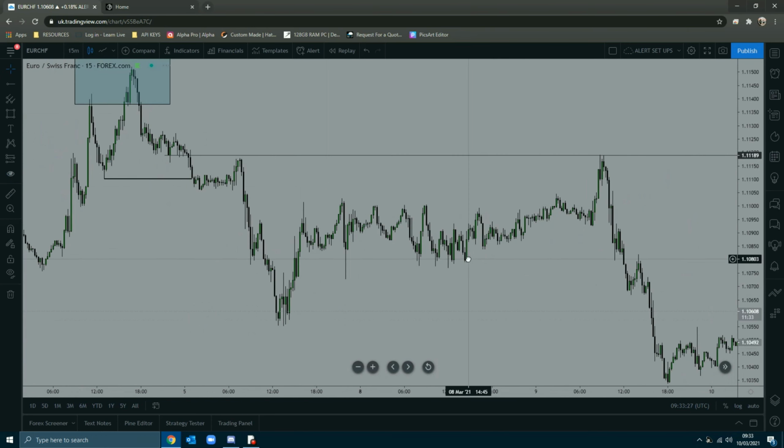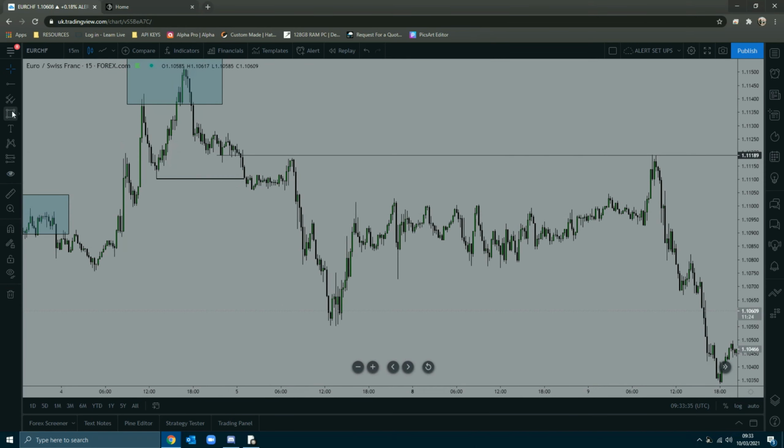My entry was at the tap of that line. I don't even think I had half a pip drawdown in this. It was a really, really good setup. What we had going on here was a collection of highs, so equal highs, and we were waiting for the stops to be run. When those stops got run, it was into our entry point.